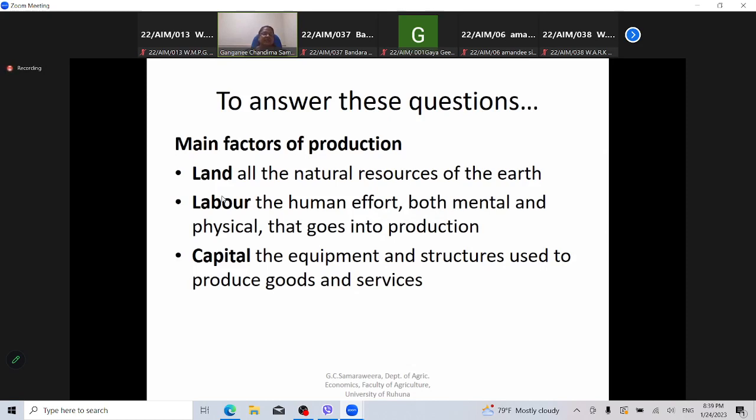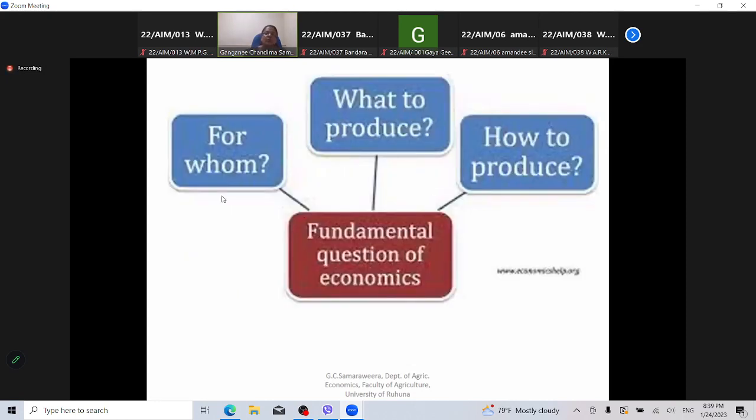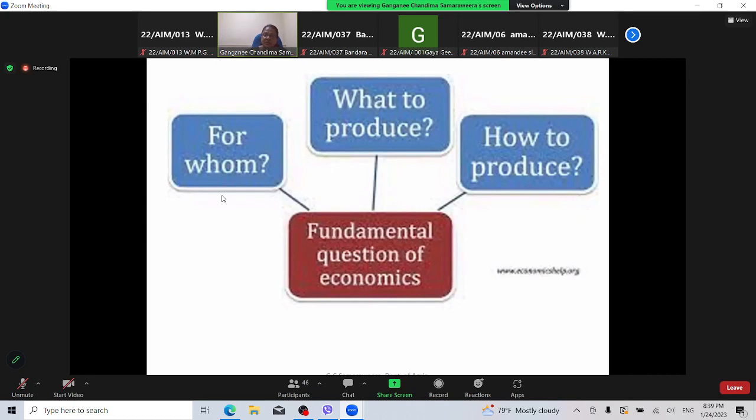Another important thing is capital. The equipment and structures used to produce goods and services. Machineries are there, different equipment, drillers. Also different structures, such as networks and greenhouses. These types of structures we can use to produce goods and services. Then we need to understand the main basic questions here: for whom, what to produce, how to produce.